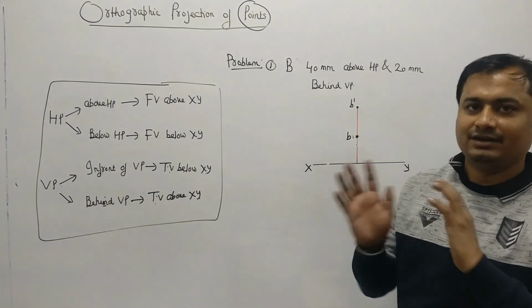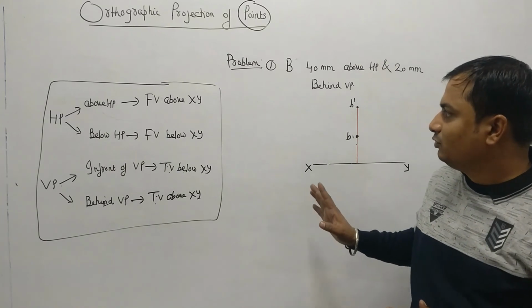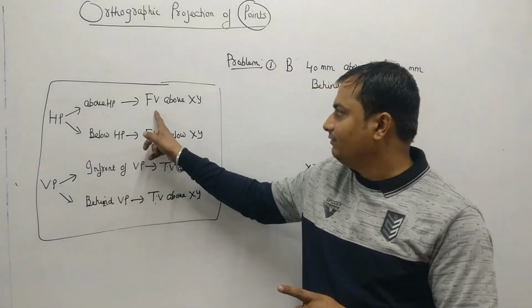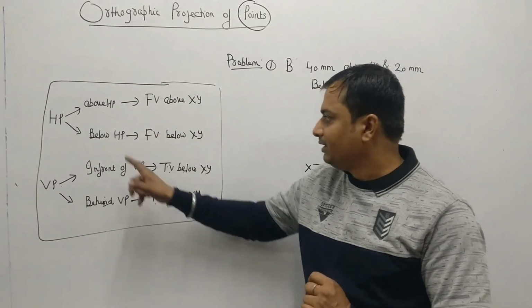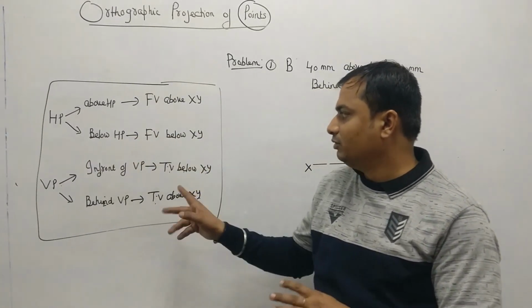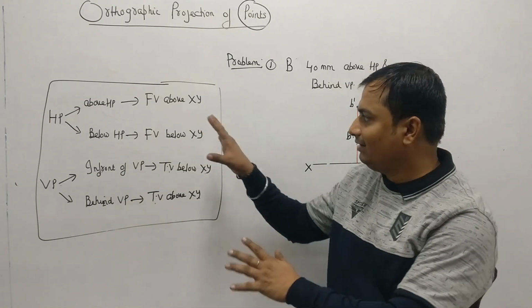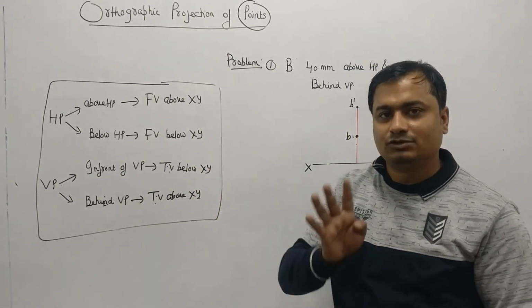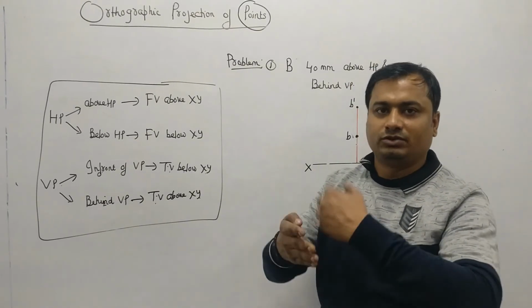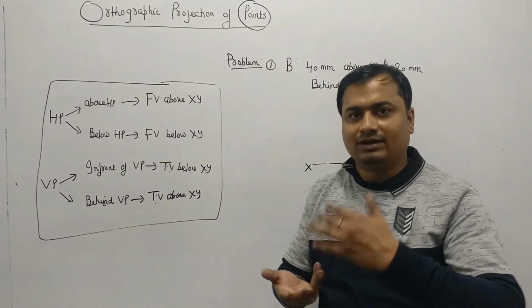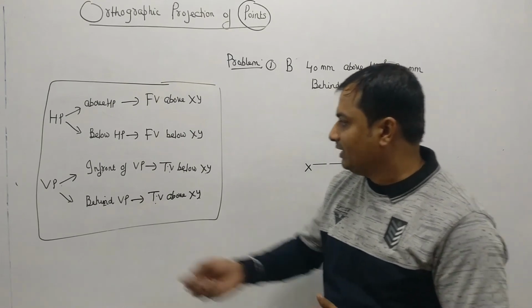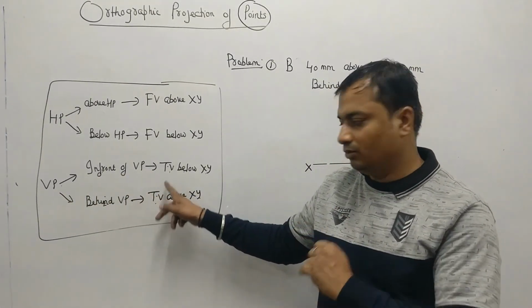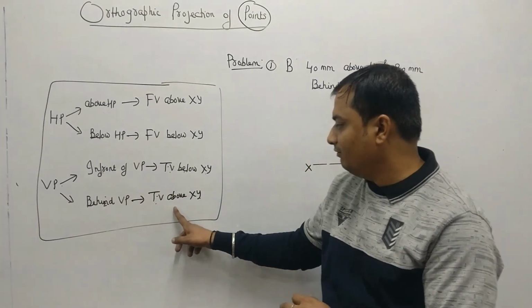So I am concluding again. With respect to HP, if it is given above HP, front view should be above XY. If it is given below HP, the front view should be below. So this is very important. Please keep in mind this conclusion, and how it has been generated, that we have already seen by means of 4 cases, that HP is always rotating, and based on that we are getting the front view and top view. And with respect to VP, if the point is given in front of VP, top view is below. If it is given behind VP, top view is above.